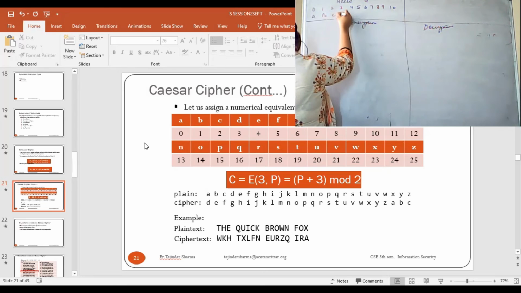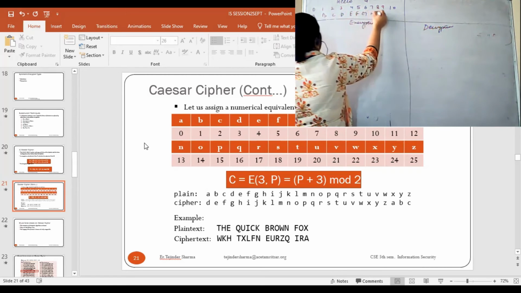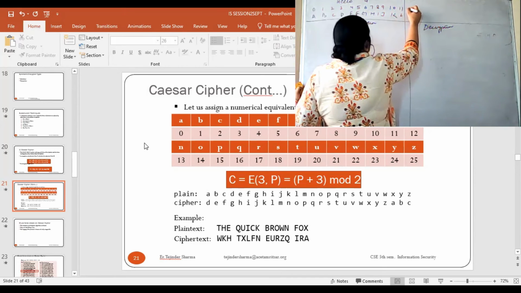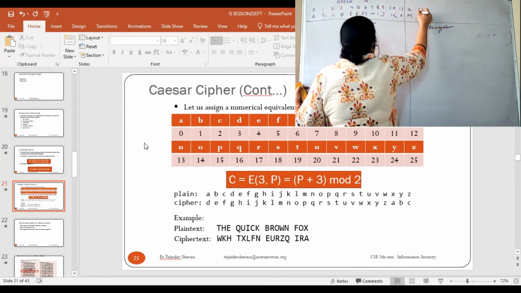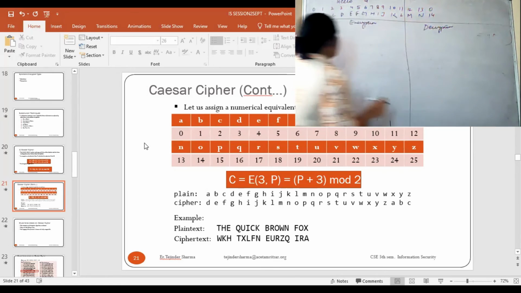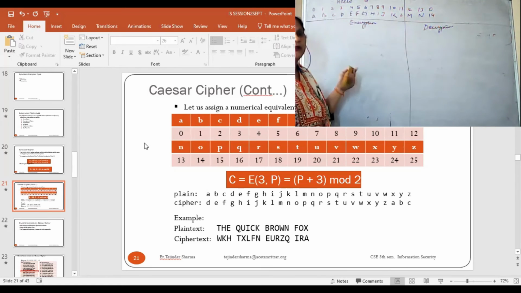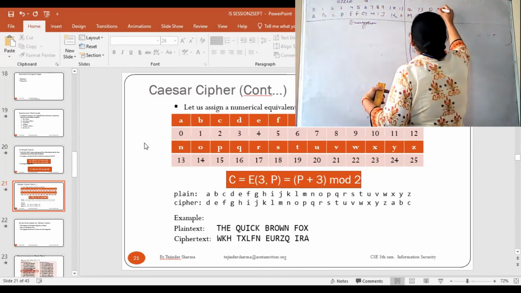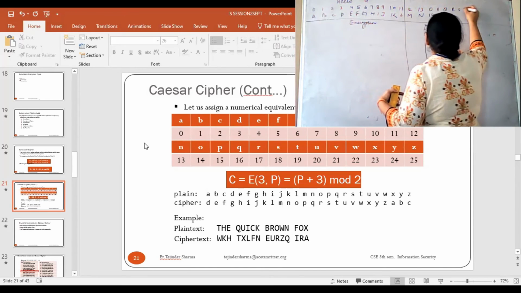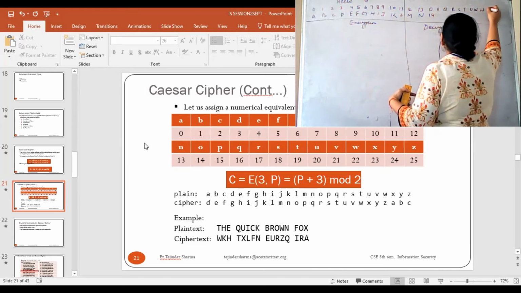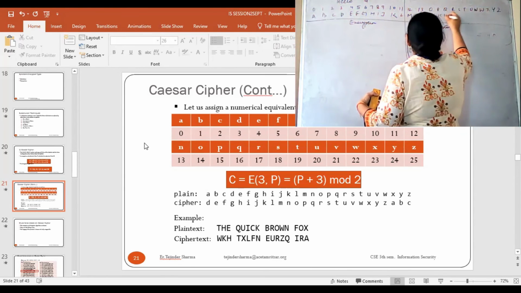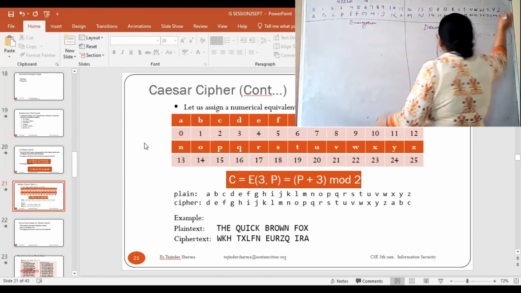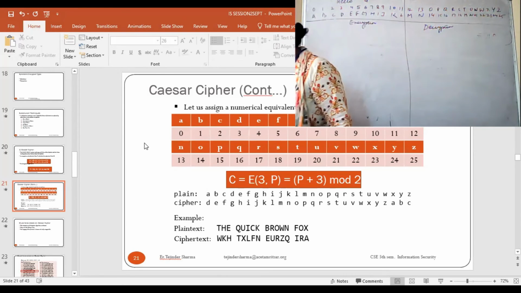So A, B, C, D, E, F, G, H, I, J, K, and 11, L, 12, M, 13, N, and 14, O. I think for this it is sufficient. So I won't be writing, or we can write O, P, Q, R, S, T, U, V, W, X, Y, Z, 15, 16, 17, 18, 19, 20, 21, 22. So I've written this, fine. So let's do it.